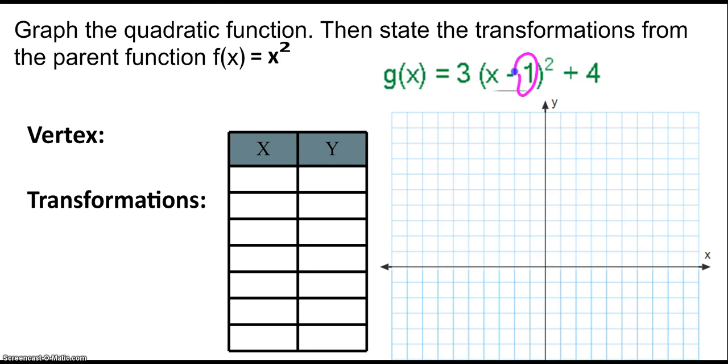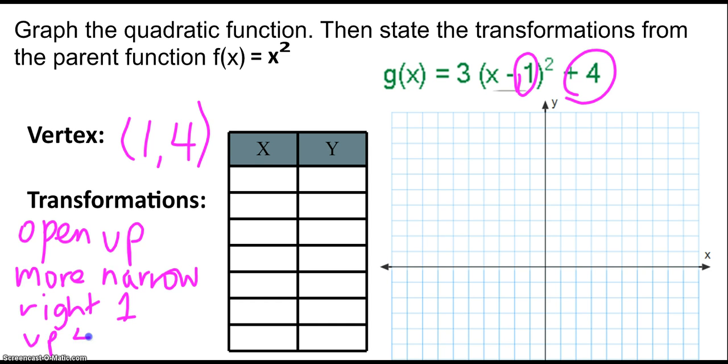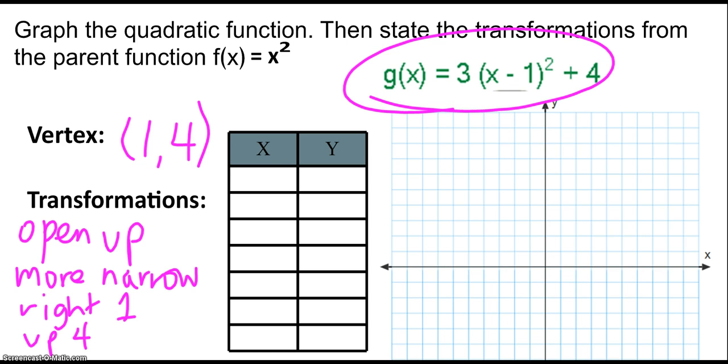So the vertex is going to be 1, 4. Remember, don't include the negative because the negative is a part of the equation. Okay, we know it should open up because a is positive. We know it should be more narrow because it's 3, which is greater than 1. We know it should move right 1, and we know it should go up 4. So take a minute, and I want you to put this equation in your table function exactly the way you see it.